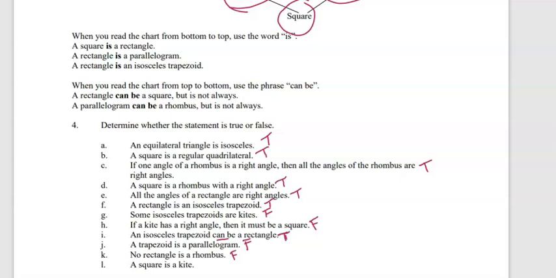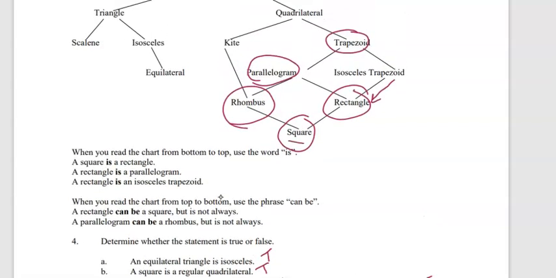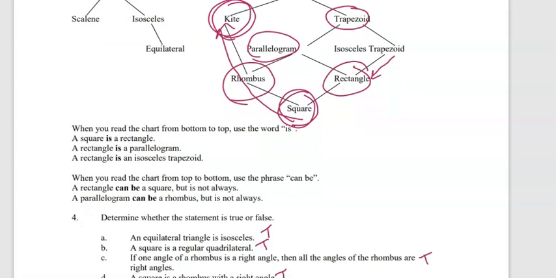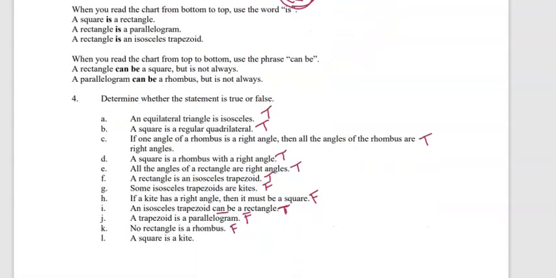And a square is a kite. And if you go back up here, you can see that all squares can also be named kites, because by definition, a kite is a quadrilateral with those adjacent sides congruent, and a square does have that. It does have those adjacent sides that are congruent, so that is true.